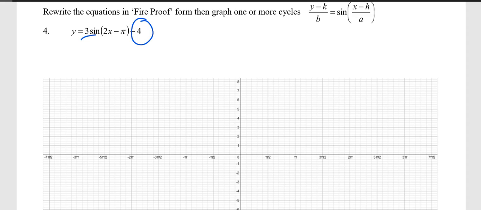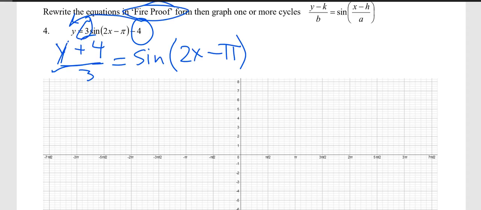Take a few seconds to do that on your own, even you fans at home, because in that form, you easily see, and you can call it whatever you want to call it. We termed it the fireproof form only because it's really hard to mess it up. Once you have it in that form, you can easily pick out A, B, H, and K. You could tell me what the vertical stretch and the horizontal stretch or shrink, and you could tell me whether it's moving left and right and up and down.